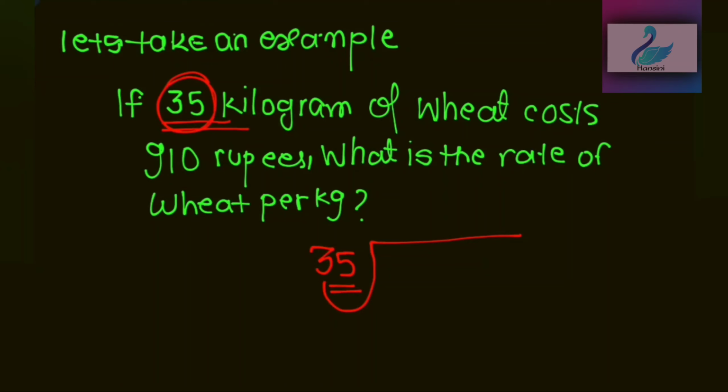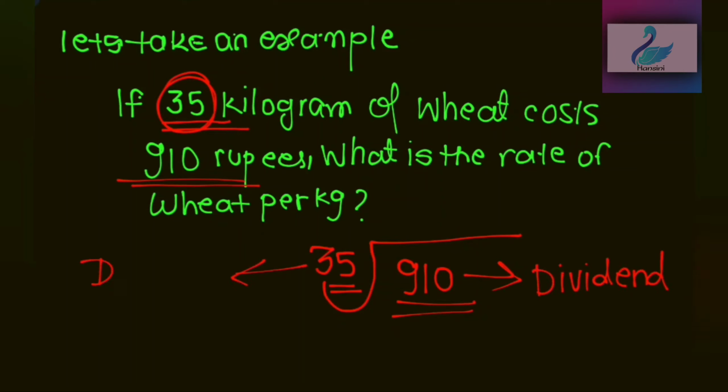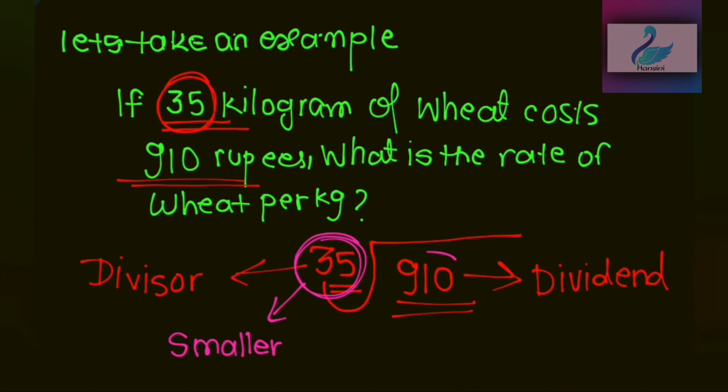35 is the smaller number and 910 is the bigger number. So the trick is the smaller number, that is 35, is always the divisor. See, can you see 35 is the smaller number in the question. So it is the divisor. And 910 rupees is the bigger number, so it is the dividend. This is the framing of your answer.